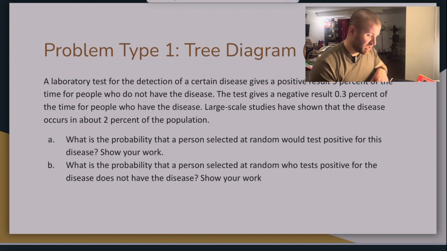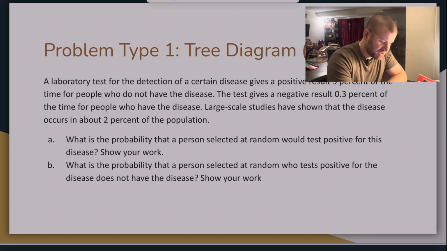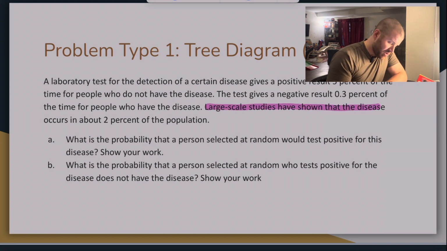So we've got a lab test for the detection of a certain disease, which gives a positive result 5% of the time for people who don't have it, so a false positive. The test gives a negative result 0.3% of the time for the people who do have it. Now, this is also important here. The large-scale studies show that the disease occurs in about 2% of people.